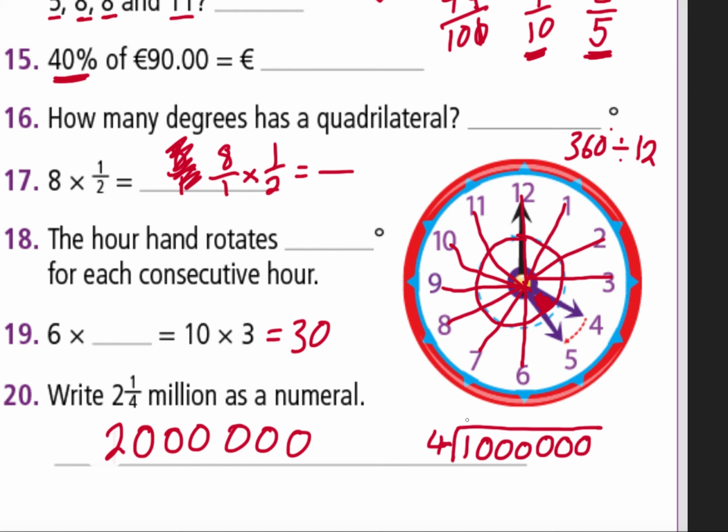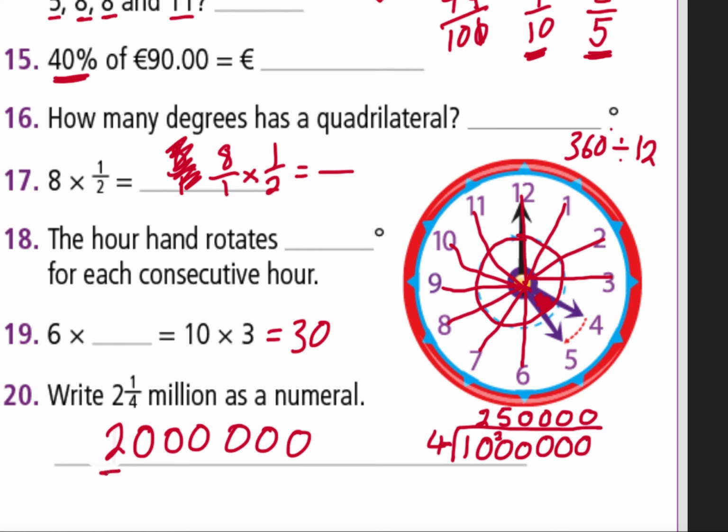So 4 into 1 doesn't go. 4 into 10 goes twice with 2 over. 4 into 20 goes 5 times. And then 4 into 0 doesn't go, doesn't go, doesn't go, doesn't go. So we have 250,000, okay? So that's what a 1/4 of a million is.